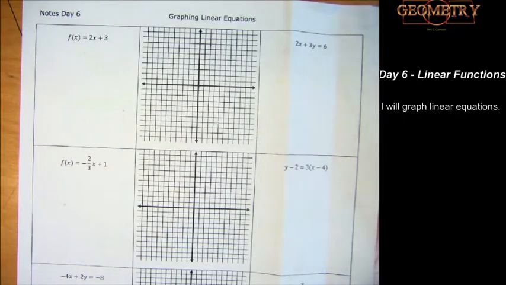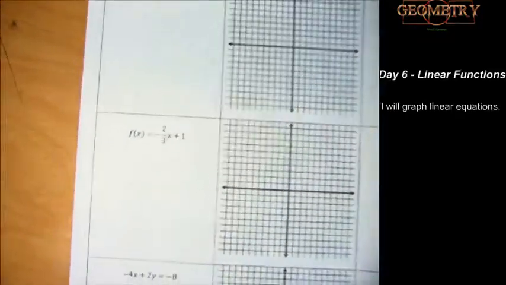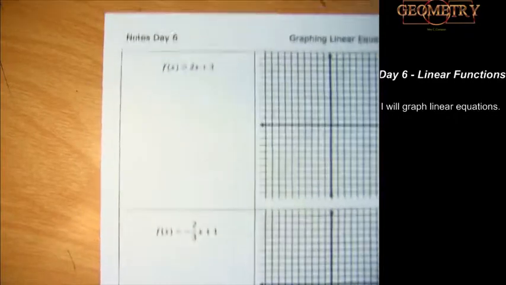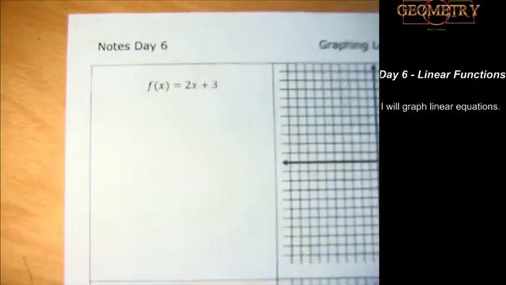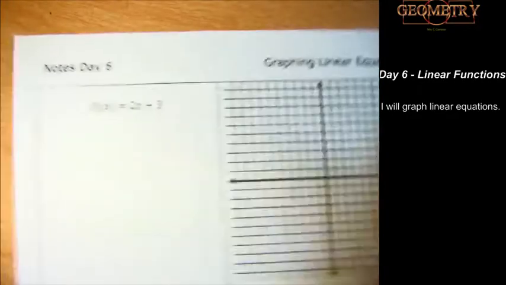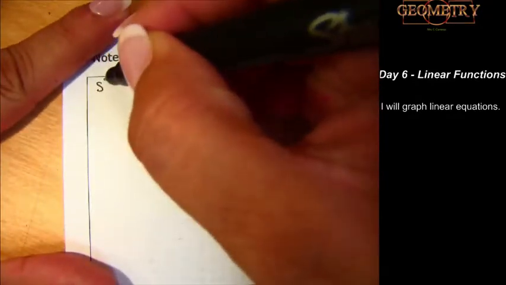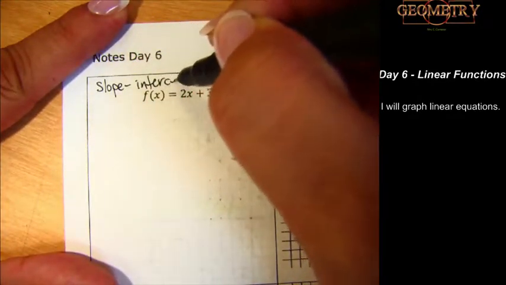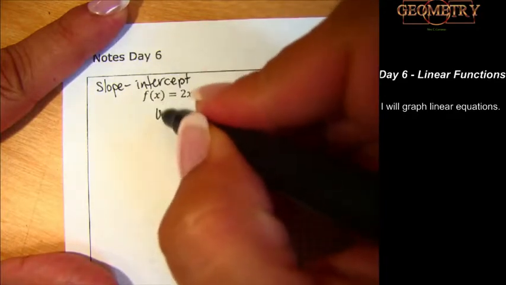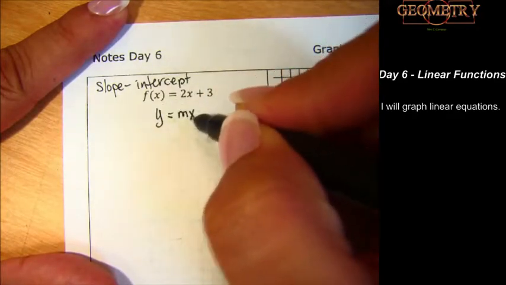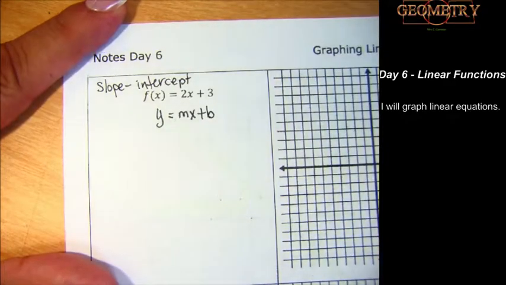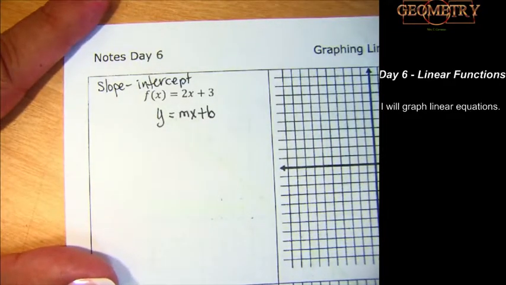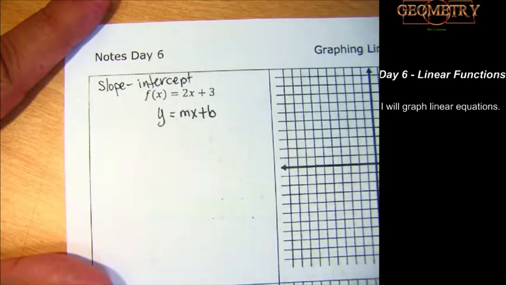Okay? So let's talk about the different equation types that we see. I want to start with this one. This equation type is known as the slope-intercept form of a line. It's called slope-intercept because it has the form y equals mx plus b, where m is your slope and b is your intercept.